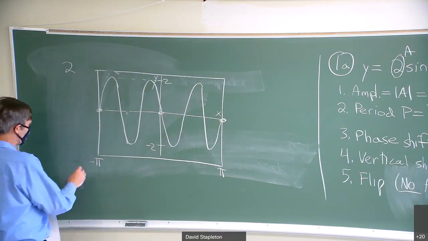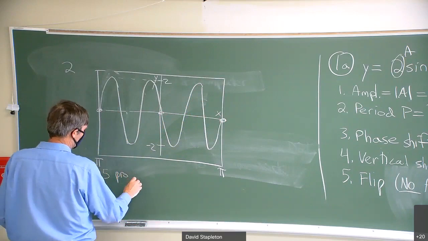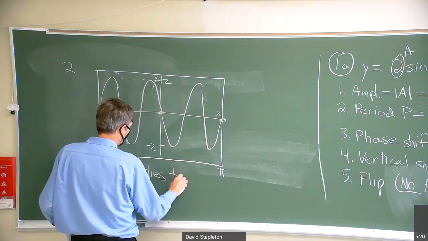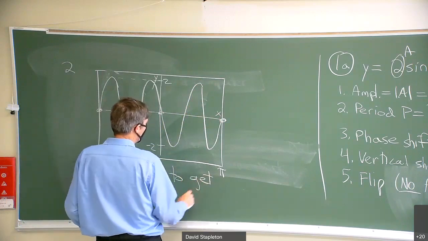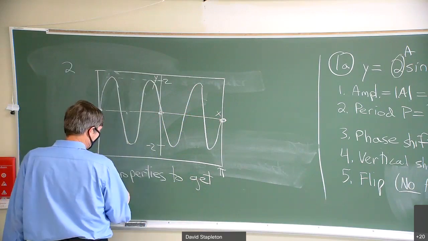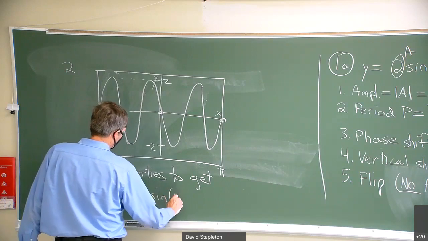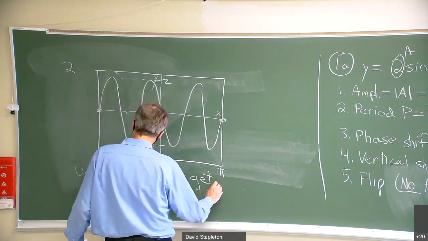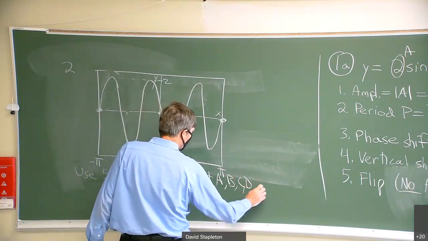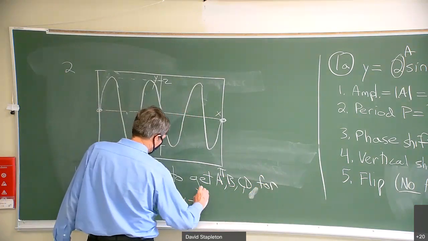We've got to go backwards. Use the 5 properties to deduce the 4 letters and write the equation. What's the equation for this? Since it's a sine wave, you can use either sine or cosine for this. They both work, actually. I'm going to look for y equals a sine bx. So use 5 properties to get the 4 letters A, B, C, D for the sine equation: y equals a sine of bx minus c, plus d.